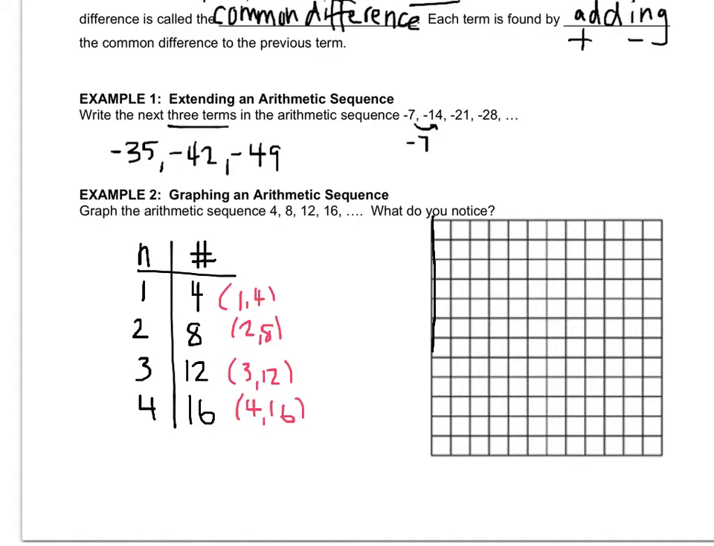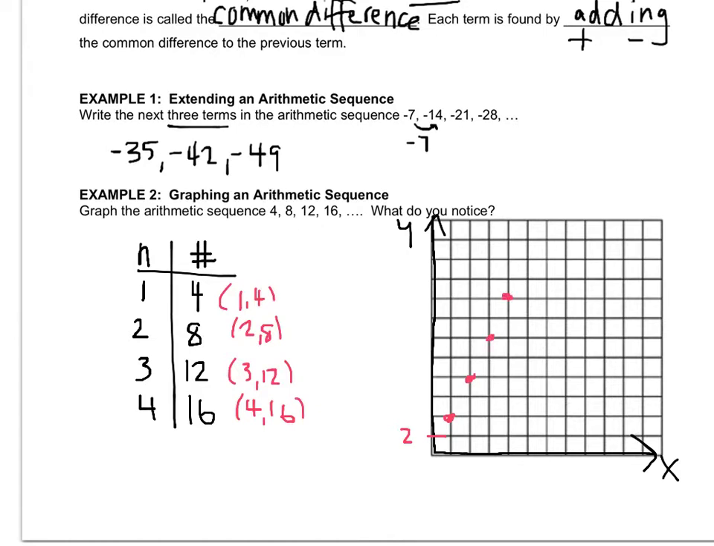So I only have positive numbers, so I'm going to stay in the first quadrant. And I can't go by 1, so I'll go by 2s. 1, 4, 2, 8, 3, 12, and 4, 16.